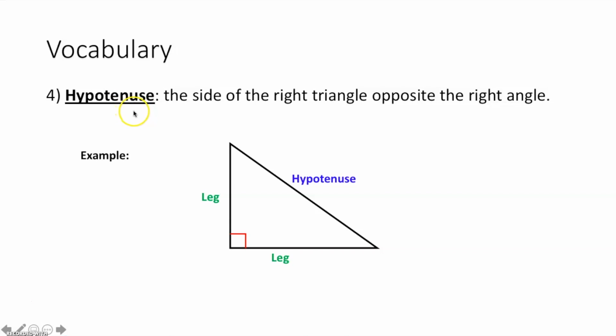A hypotenuse, that's going to be the side of a right triangle opposite the right angle. So we look for our little red square. The side opposite that red square is called the hypotenuse. It's the longest side of your right triangle. Notice that the other two sides not called the hypotenuse are referred to as legs.